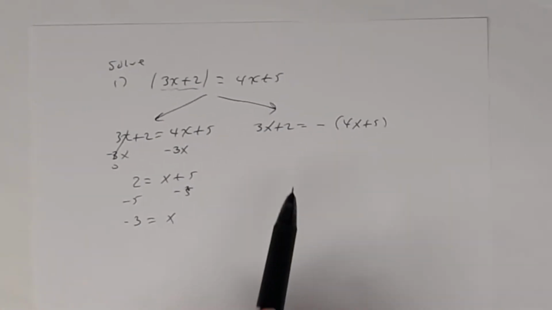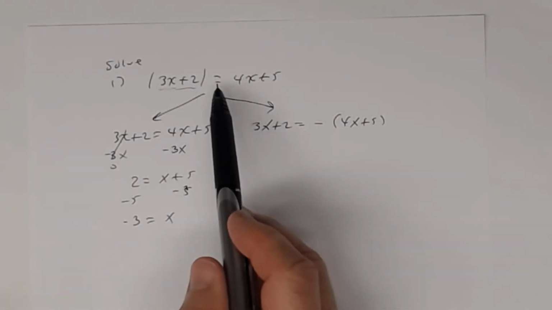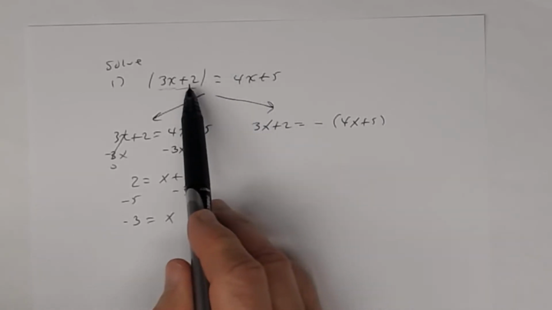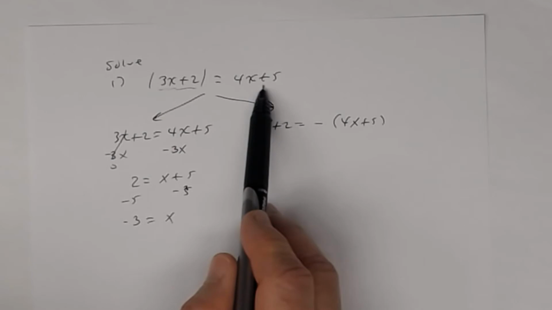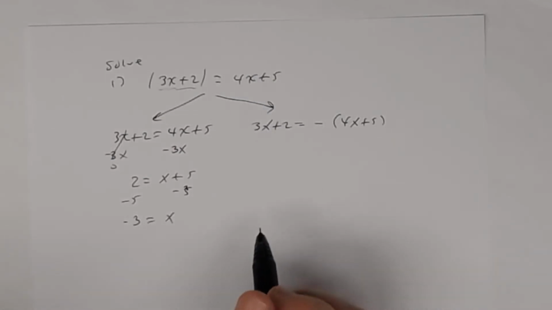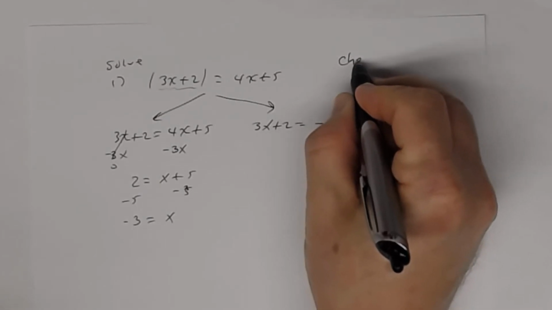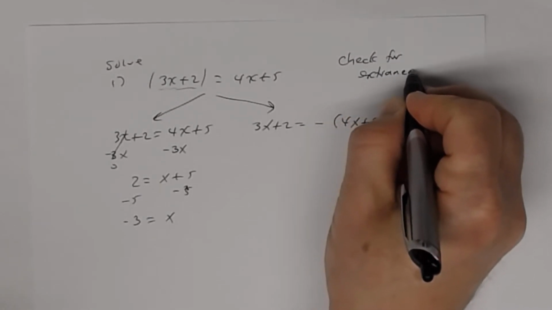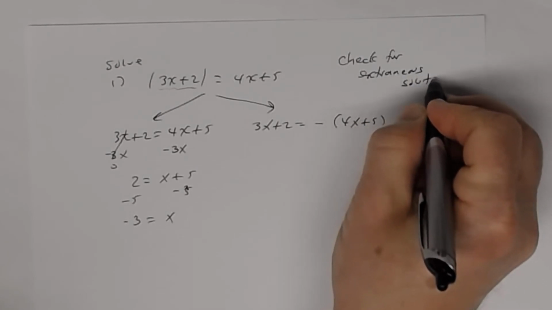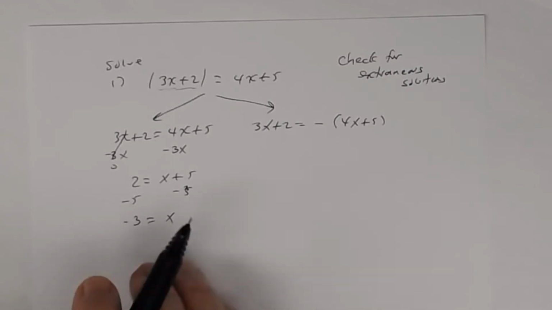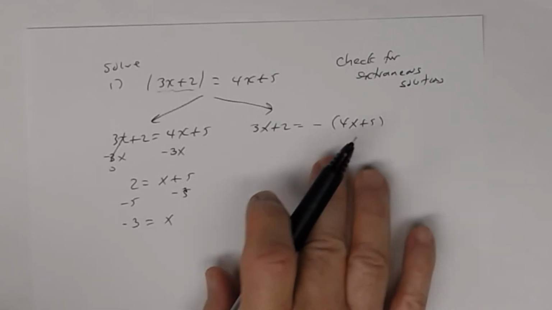So you have to remember this. Whenever you're dealing with absolute value equations and there are variables on both sides, and this side has an absolute value and this side does not, you have to check for extraneous solutions. You must check for extraneous solutions. All right? So I have x equal -3, so I'm going to check for this in a little while. Let's go ahead and solve for this one.